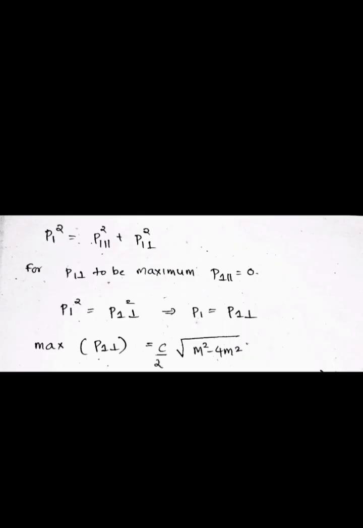And we know that P1 square is equal to P1 parallel square plus P1 perpendicular square. For P1 perpendicular to be maximum, P1 parallel should be 0. That is, P1 square is equal to P1 perpendicular square. That is, P1 is equal to P1 perpendicular. To get the maximum value of P1 perpendicular, this is equal to C by 2 into square root over M square minus 4m square, because to get the maximum value of P1 perpendicular, we know P1 parallel is 0. So we get the value like this. This is equal to C by 2 square root over M square minus 4m square. So this is the answer.